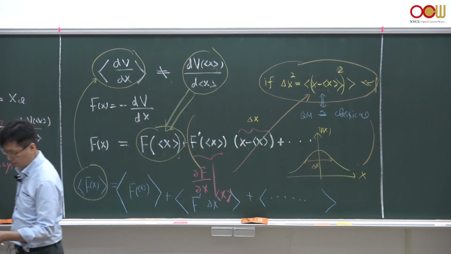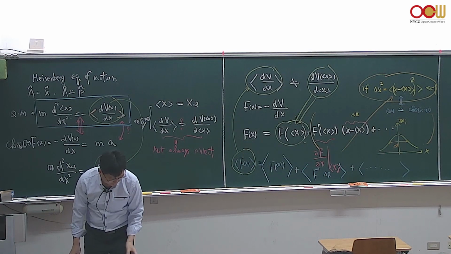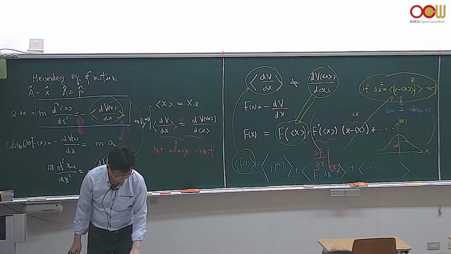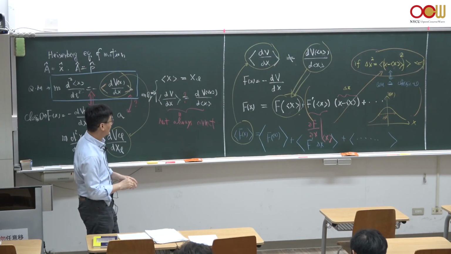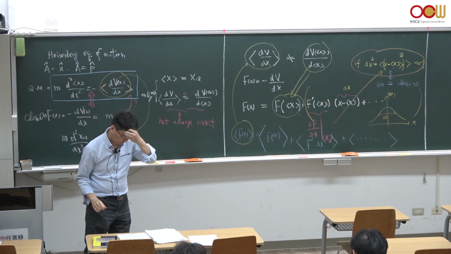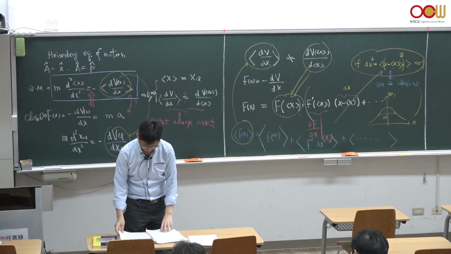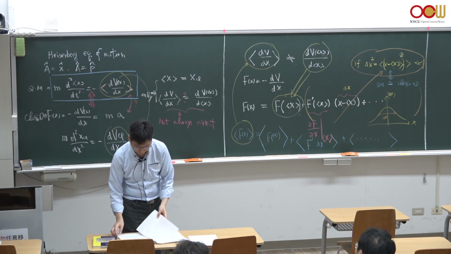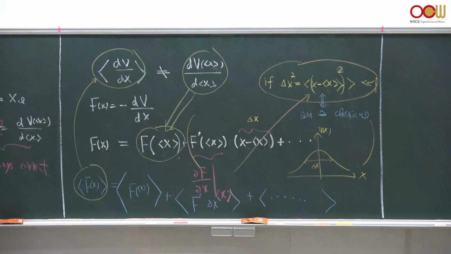Okay, good. So I guess that's it for chapter 5. Let's take a short break. When we come back, we continue with chapter 6, which is the operator methods in quantum mechanics. Okay, so far so good.